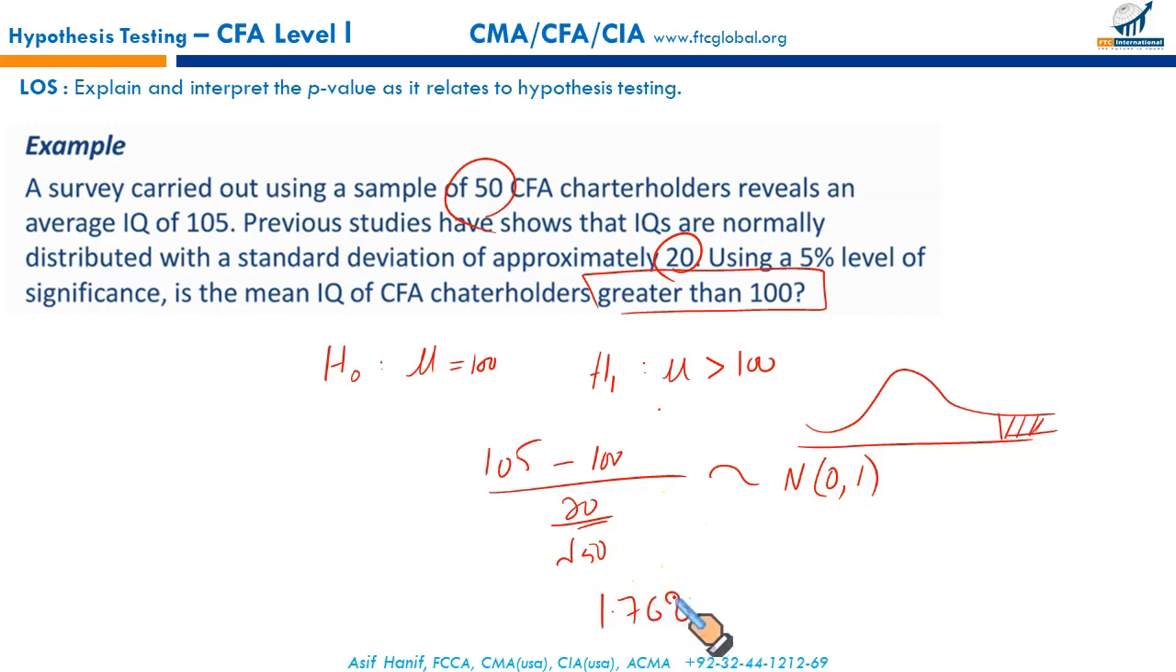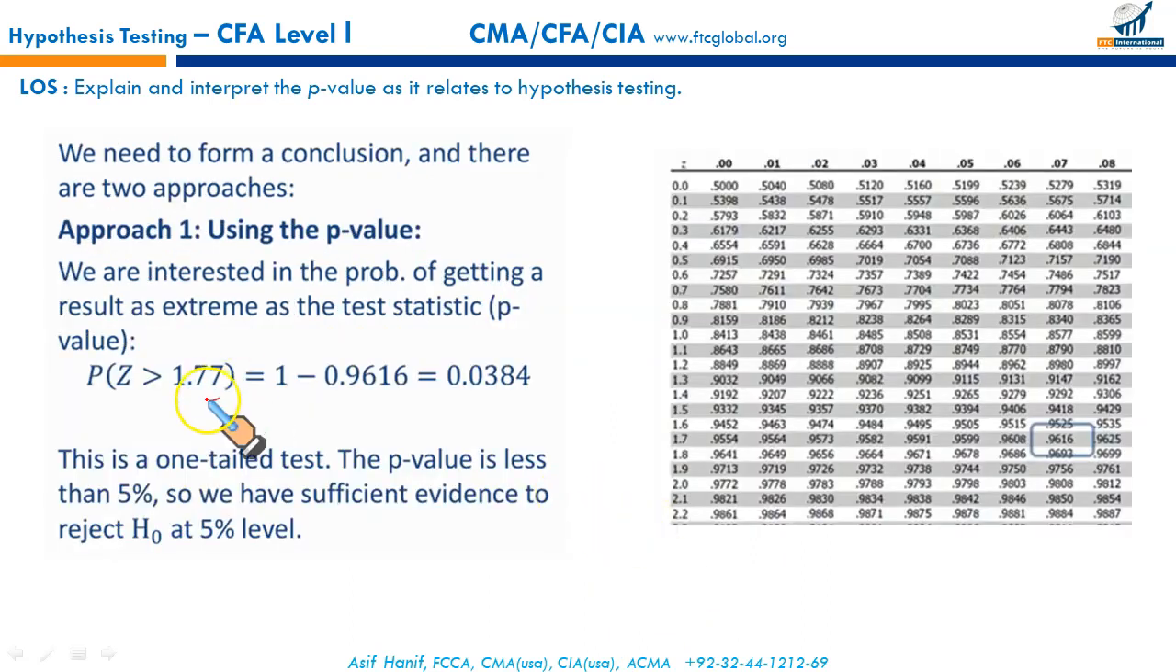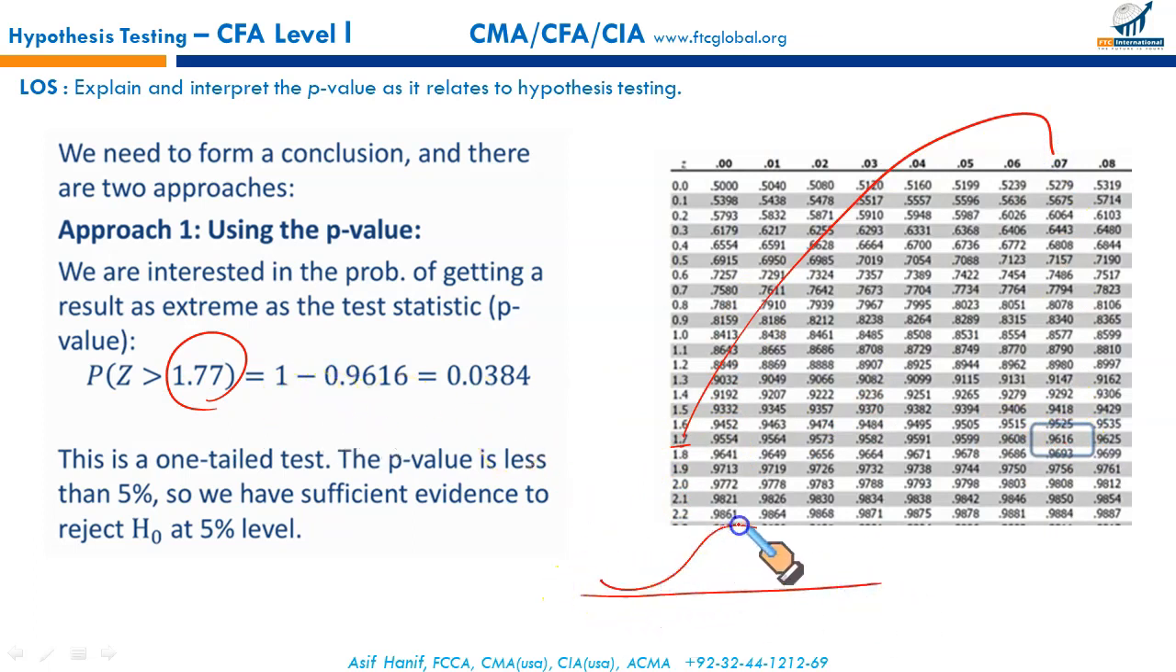Now how do we solve this? This is the test statistic. So it's approximately 1.77. 1.77 gives you 0.9616. Since we are interested in this region, it's going to be 1 minus the value that we see here in the Z table, that's 0.96. It means the result is 0.0384, which is less than 5%.